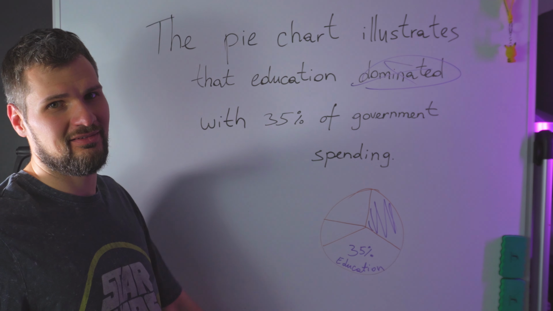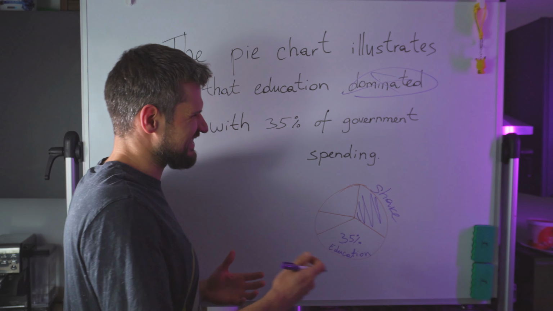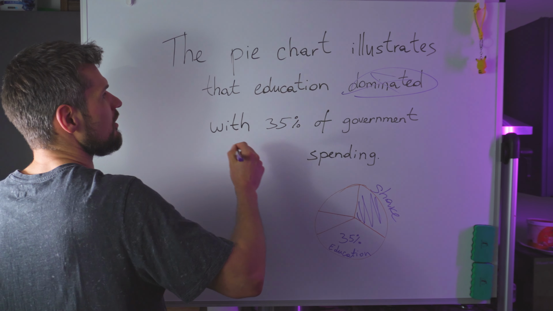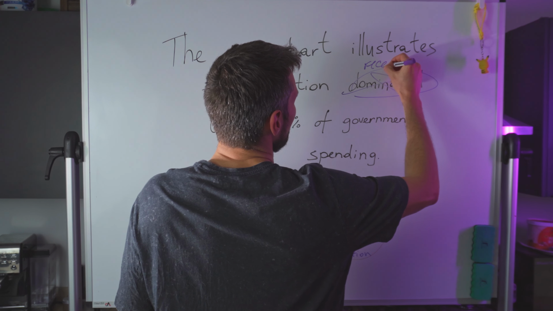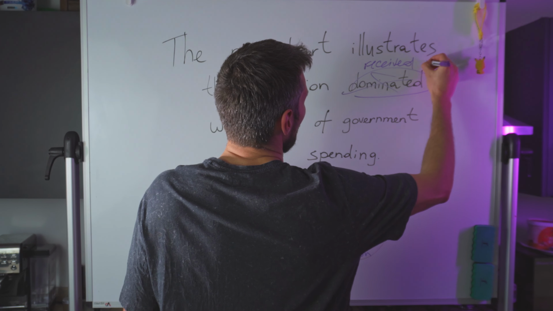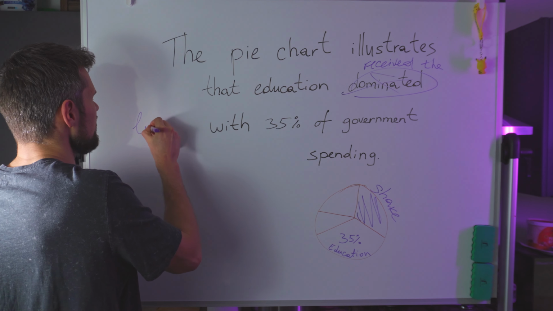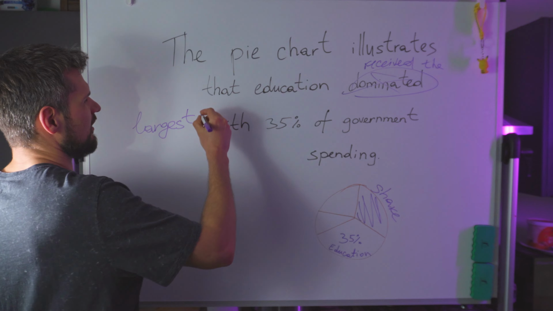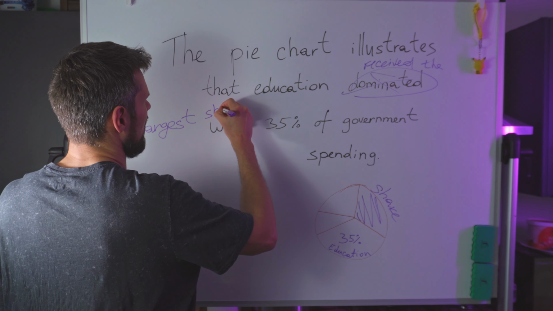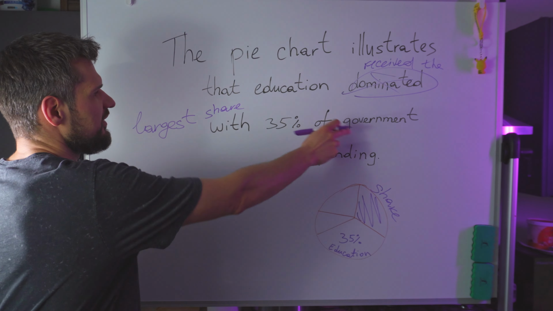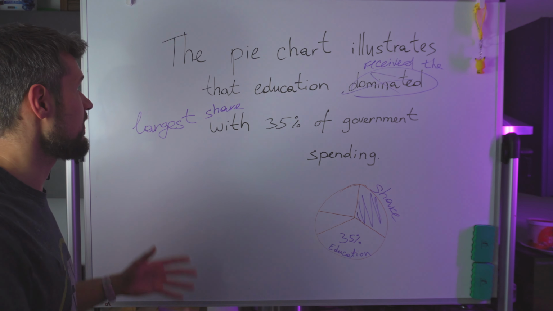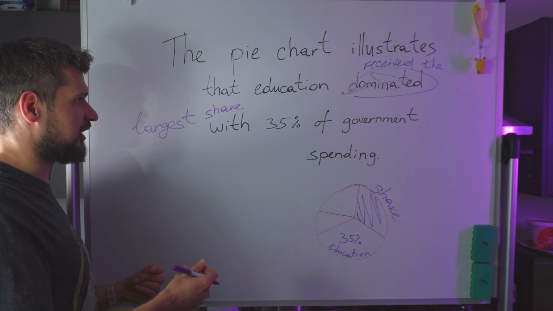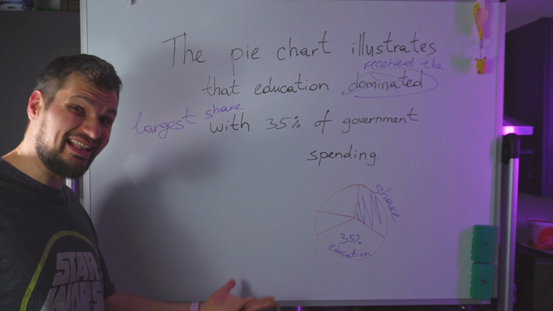What is that? It's a share. Because it's the largest, we can say that education received the largest, that's a superlative, the largest, the biggest share with 35% of government spending. So the pie chart illustrates that education received the largest share with 35% of government spending.